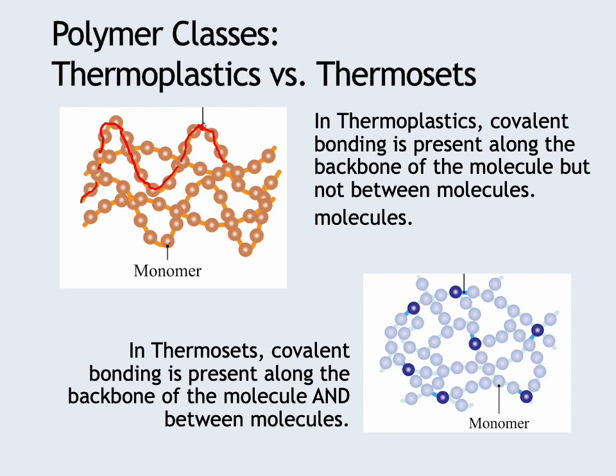The image at the bottom is of a thermoset. We have the same long chains, but they are at certain points bound to one another by a covalent bond. And you'll remember the covalent bond is very strong. So we have these covalent bonds along the length of the chain, but we also have covalent bonds that are between chains. And so the individual chains do not have the freedom to slide past one another. And so thermosets are rigid at any temperature. You can't soften them and reform them with heat.